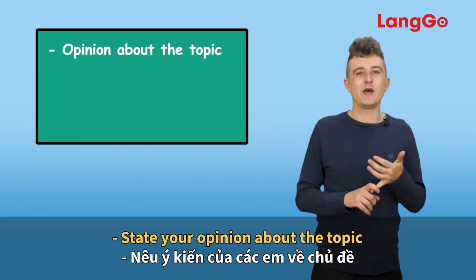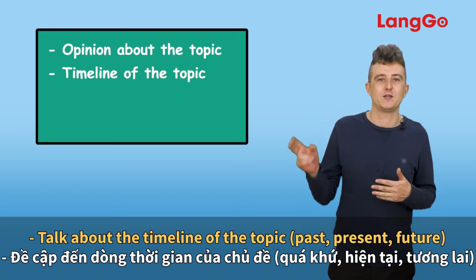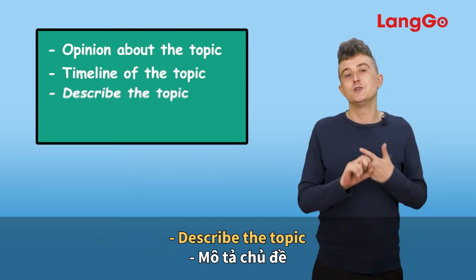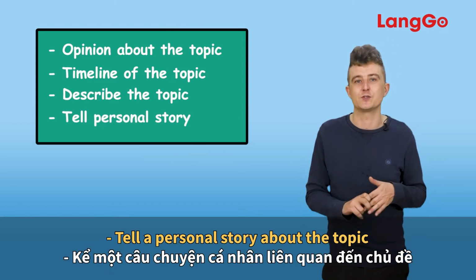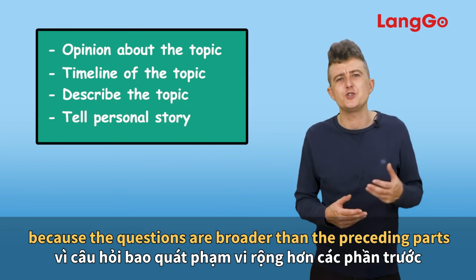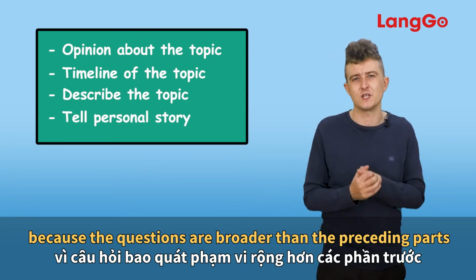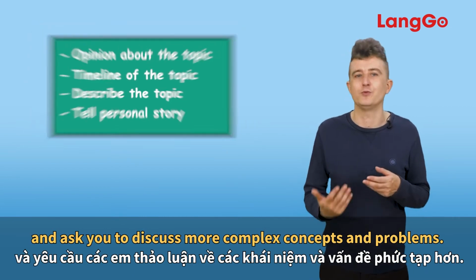In part 2, you should be able to organise and structure your answer by following these easy steps. State your opinion about the topic. Talk about the timeline of the topic, past, present and future. Describe the topic and then tell a personal story about the topic. This becomes more difficult in part 3 because the questions are broader than in the preceding parts and ask you to discuss more complex concepts and problems.